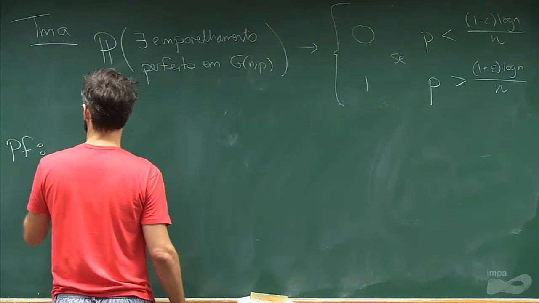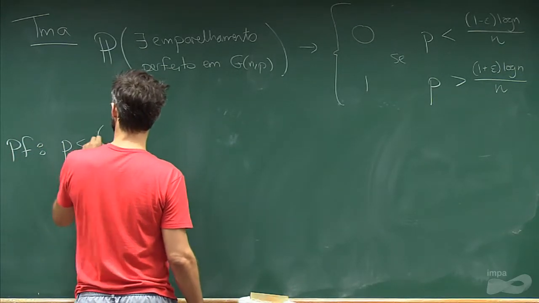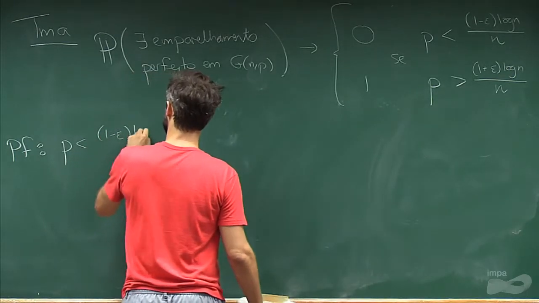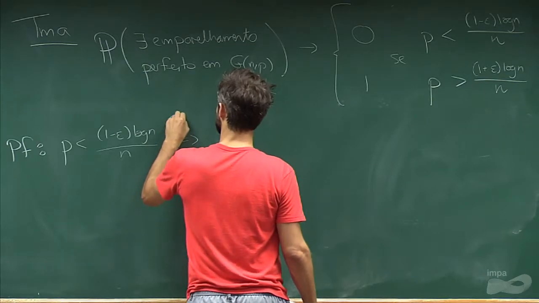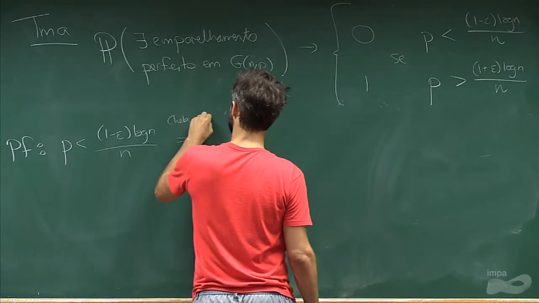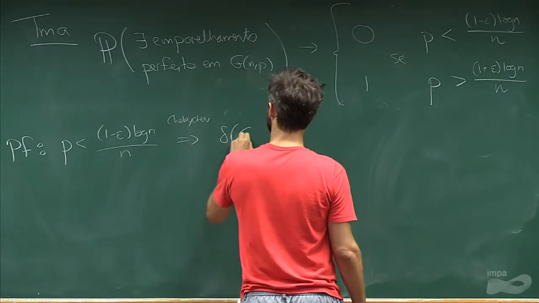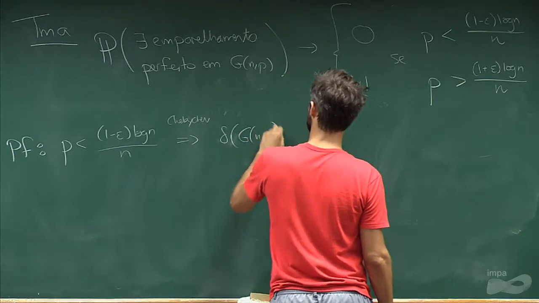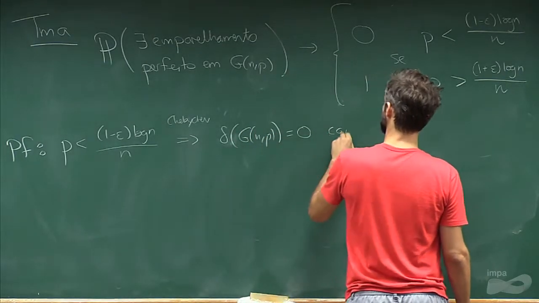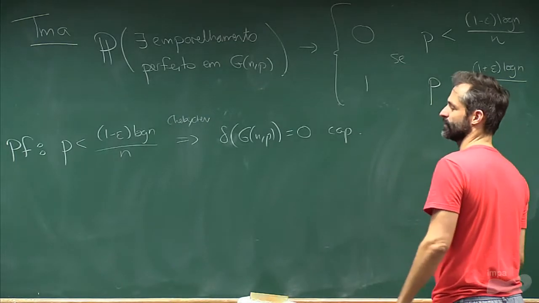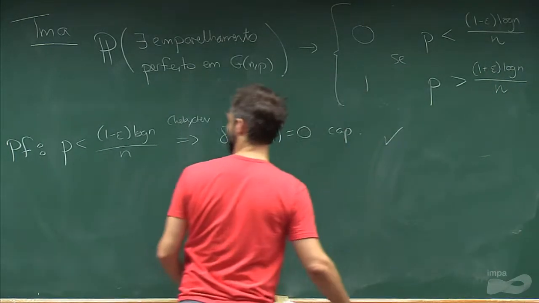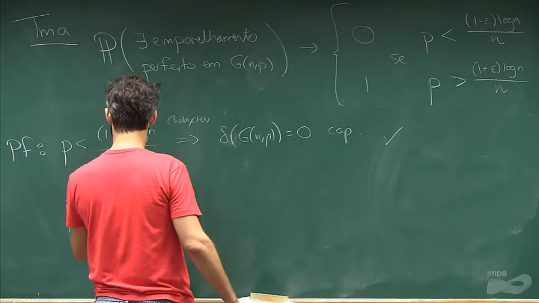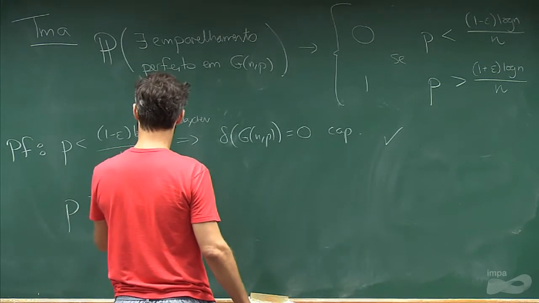Proof. p is less than (1 minus epsilon) log n over n implies, by Chebyshev, the min degree of G(n,p) is 0 with high probability. So what if p is greater than (1 plus epsilon) times log n over n?